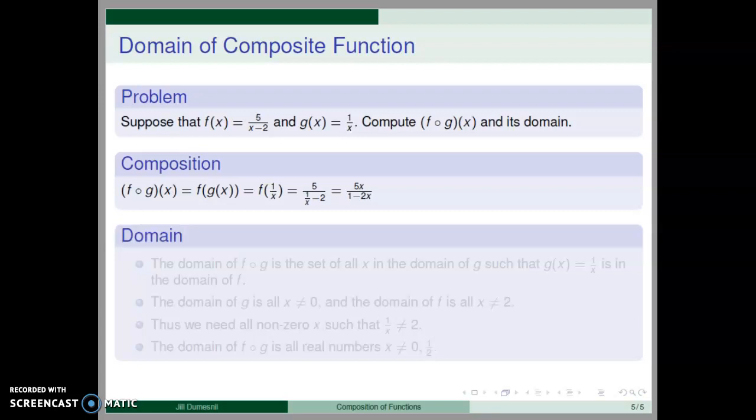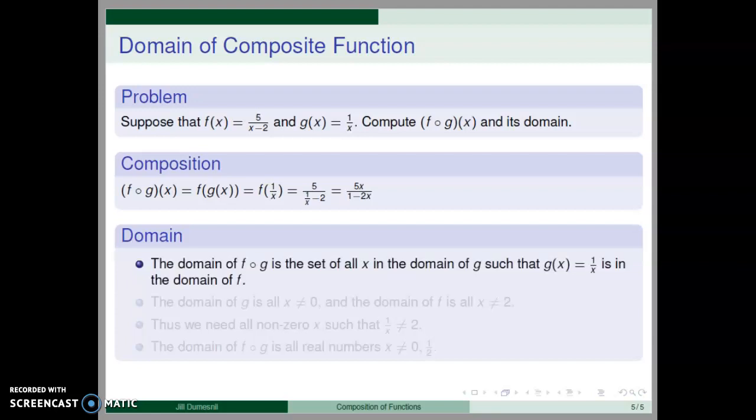Now that we have a formula for the composition, we still need to find its domain. We can tell from the formula that x cannot equal 1/2 because that would make the denominator 0 in the formula. However, there may be additional restrictions on the domain due to the composition.